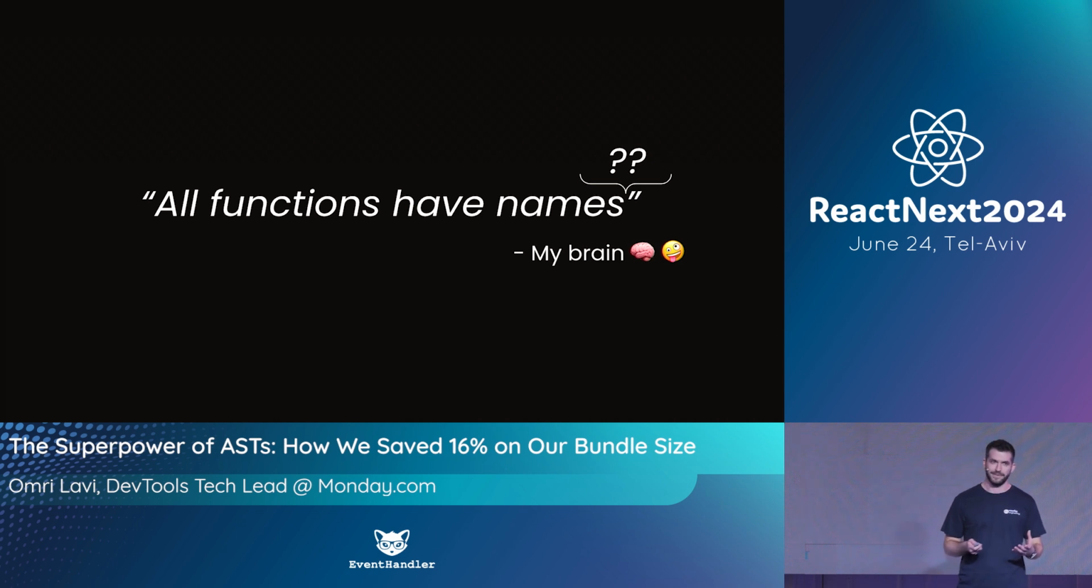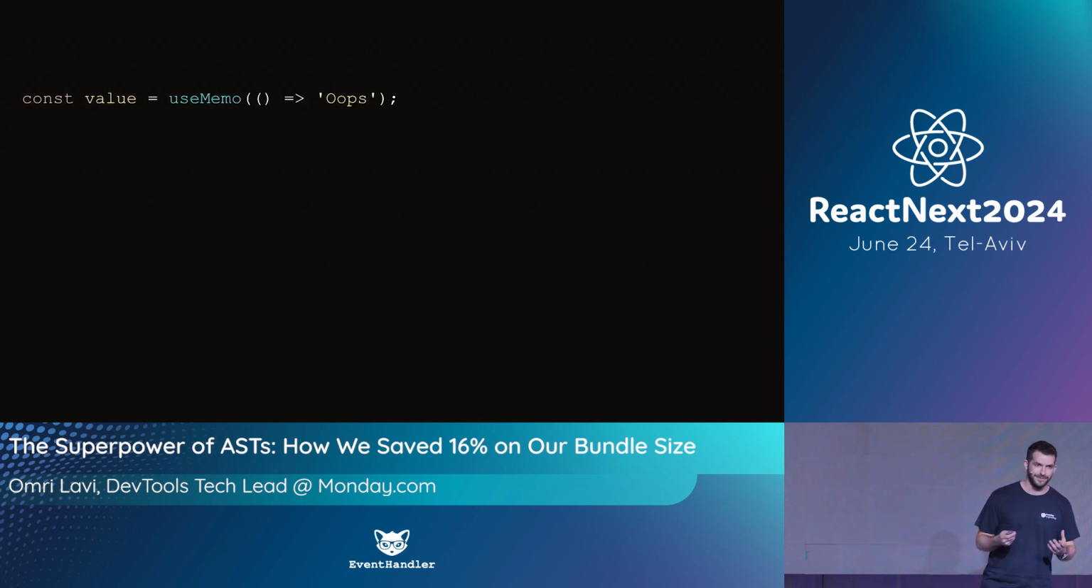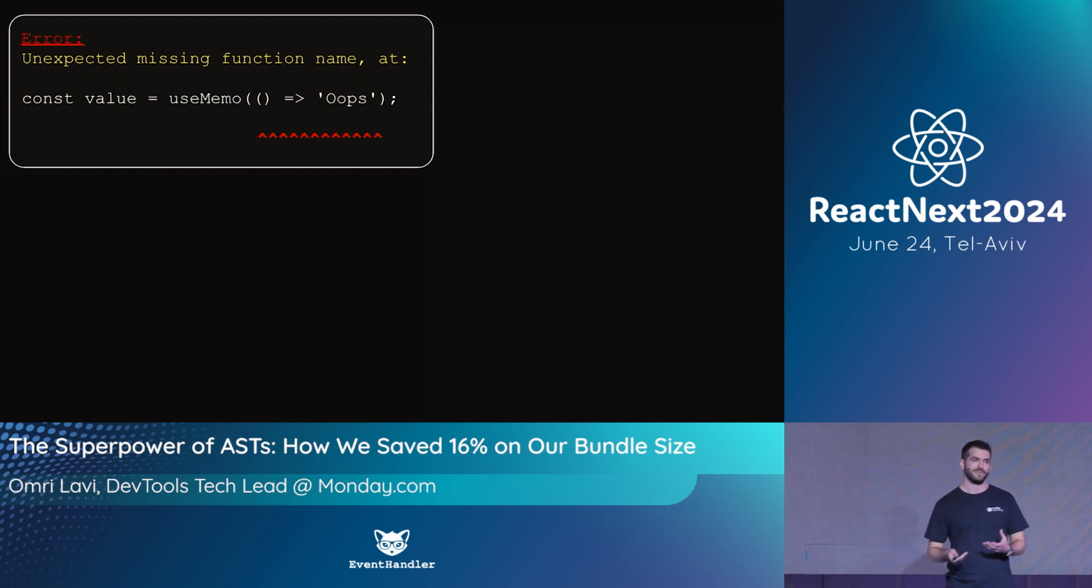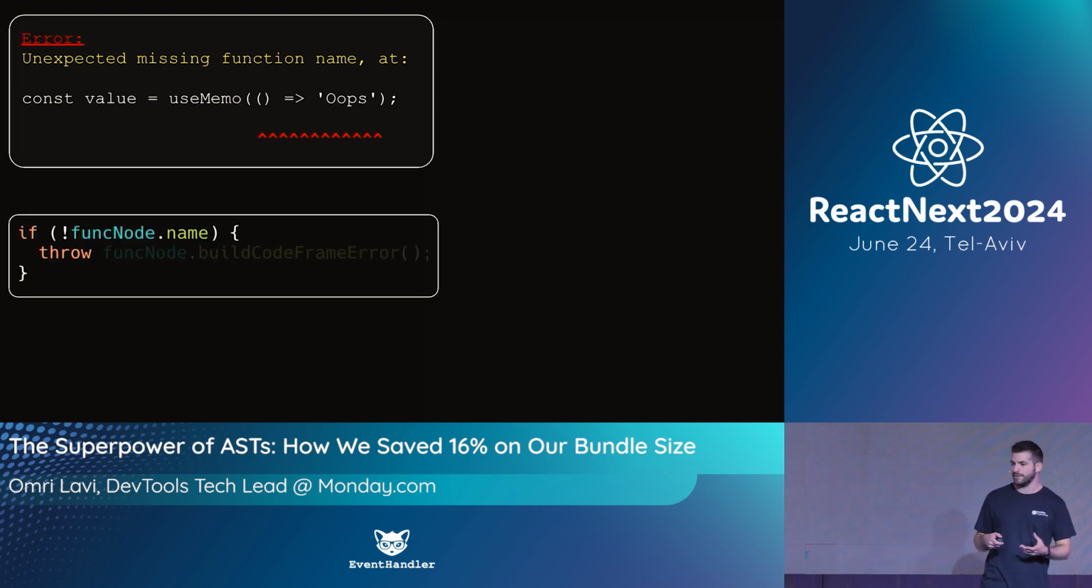Because when you're thinking about it, it's quite common for a function to have a missing name, especially if you're working with React and you have many arrow functions that you use in useMemo or useCallback. So in these cases, I'd like to have nice errors during build time instead of runtime. I'd like to have something like this that shows me exactly what went wrong and where. And the way you should do it is by guarding your assumptions. So generally speaking, it will look something like this.